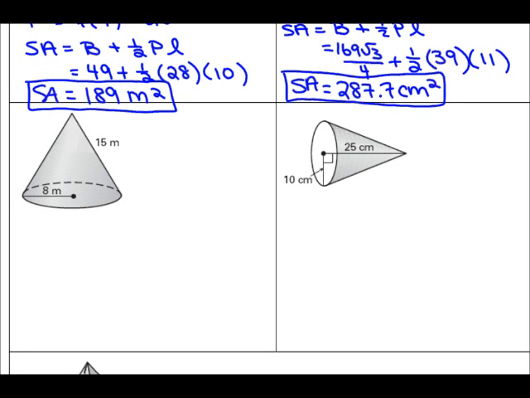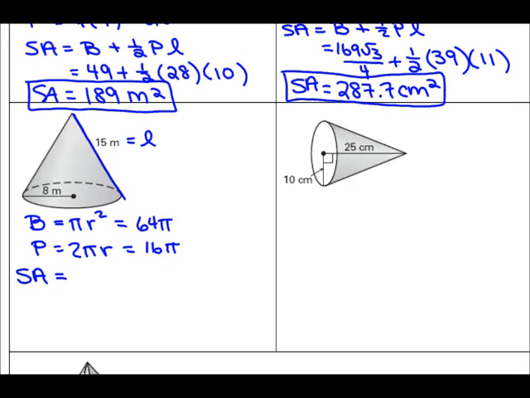Okay, so for the base of our cone, base area is just going to be the circle formula for area. So we need pi r squared. Our radius is 8, so that means our area of our base is going to be 64 pi. The perimeter of our base is the same thing as circumference. So 2 pi r, that's going to give us 16 pi. And then our slant height, remember that's along the surface. Slant height is 15.